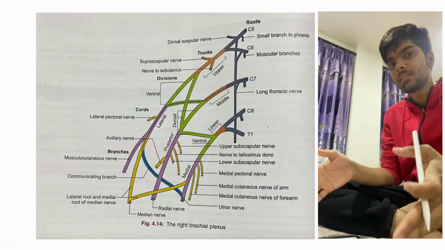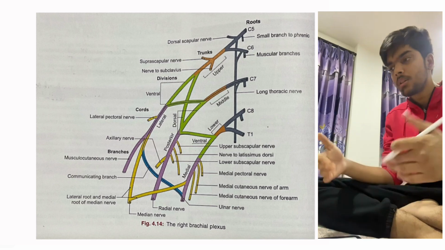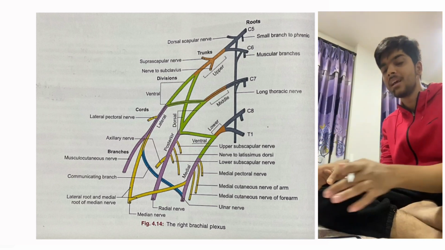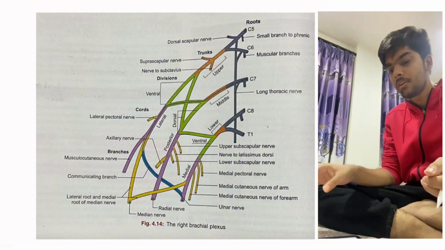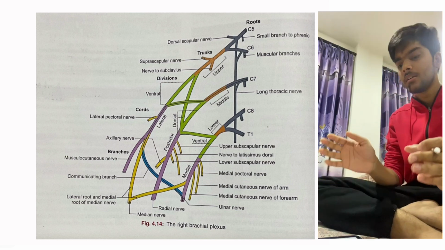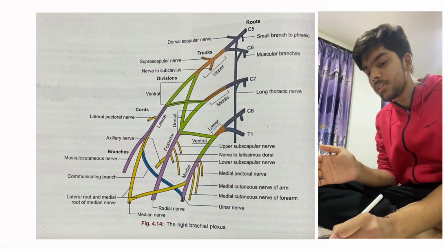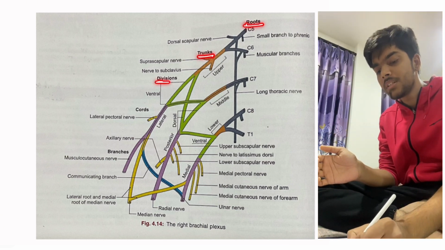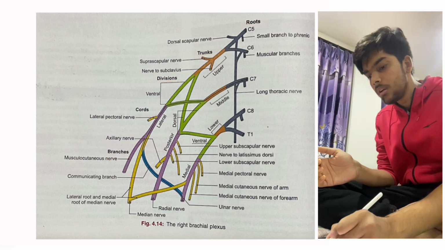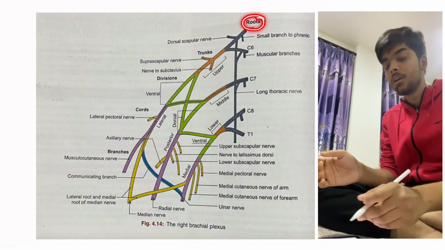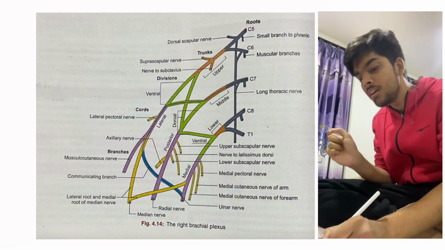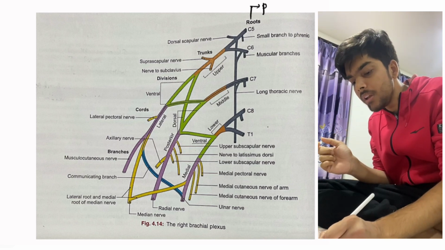The brachial plexus, for the sake of study, has been divided into various parts, and these various parts have been represented using various colors in this particular diagram. So you have roots, trunks, divisions, cords, and branches. Firstly, there are the roots. Roots are nothing, I repeat, roots are nothing but primary rami.